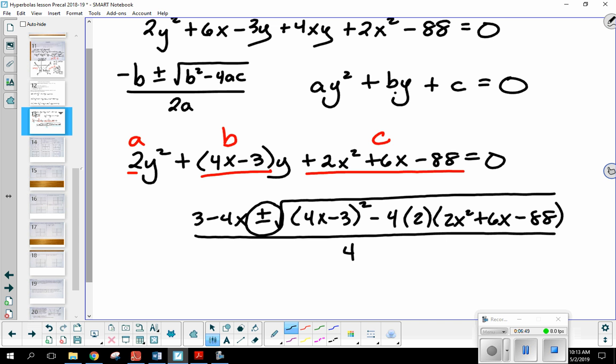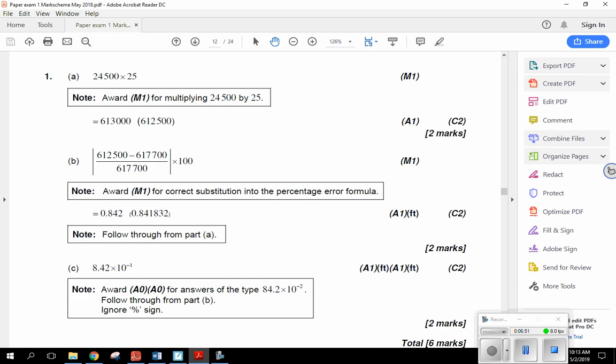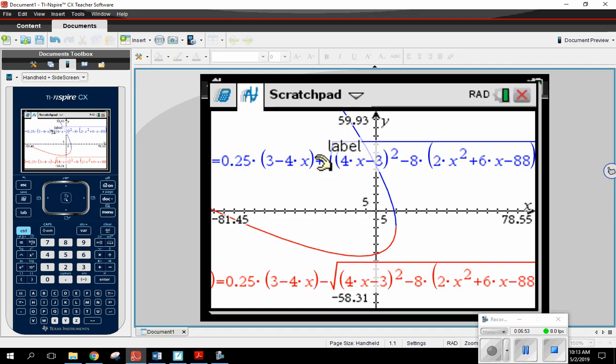So I've already done this. Okay, I'm going to come on over here. That is not what I needed. If you come on over here to my calculator, you'll notice the one in blue is the plus, the upper. The one in red is the minus, the lower. Okay, so we do indeed have a parabola that's rotated, as you see.